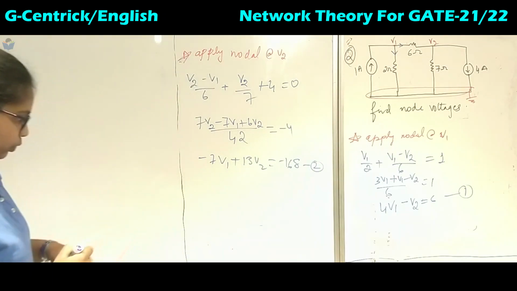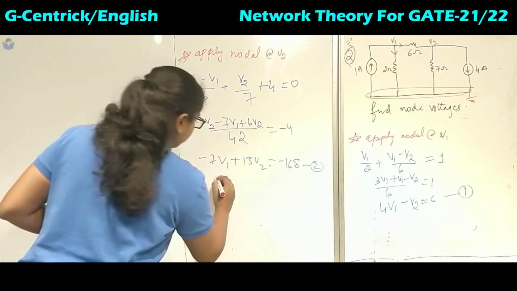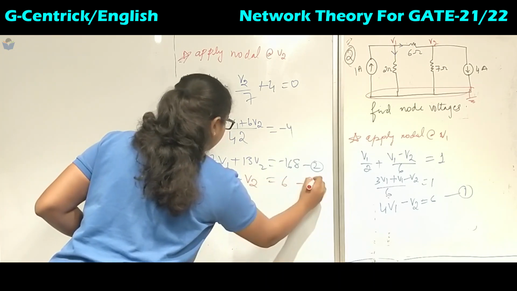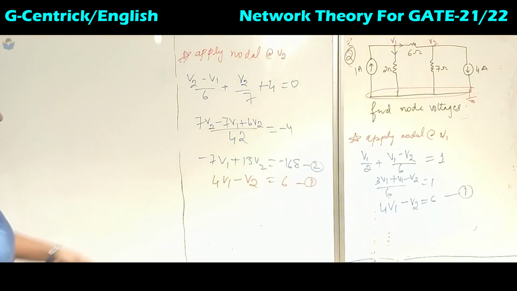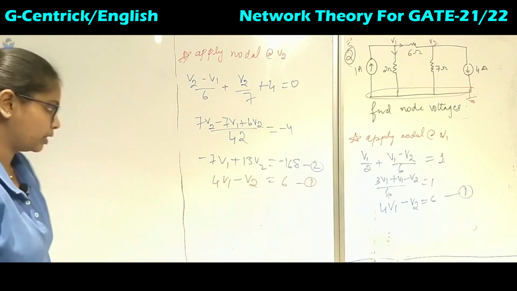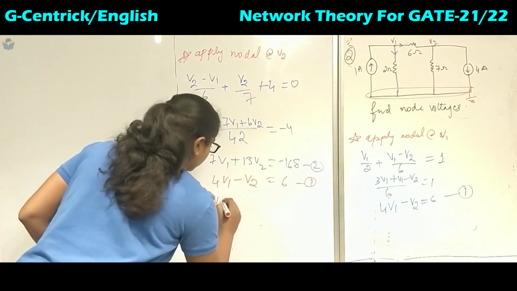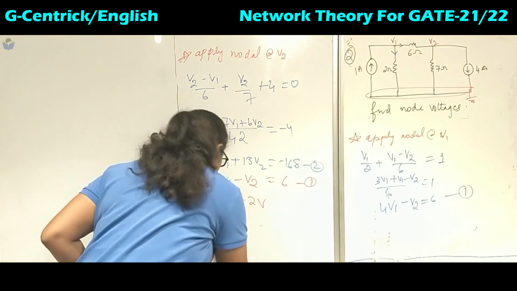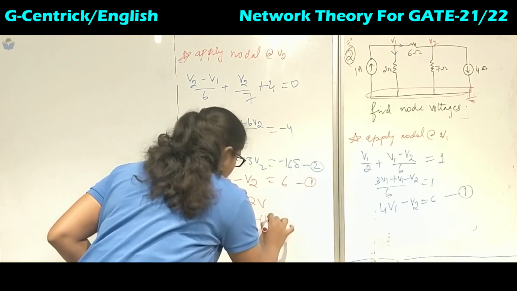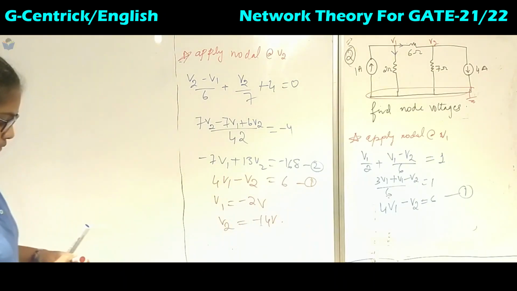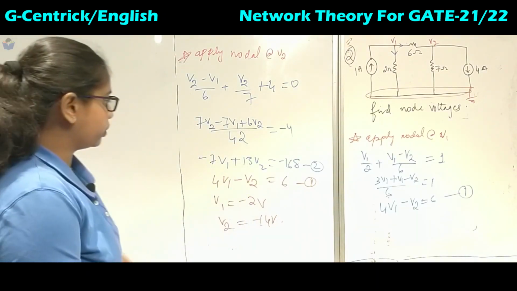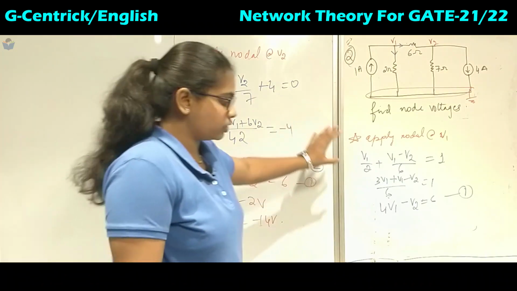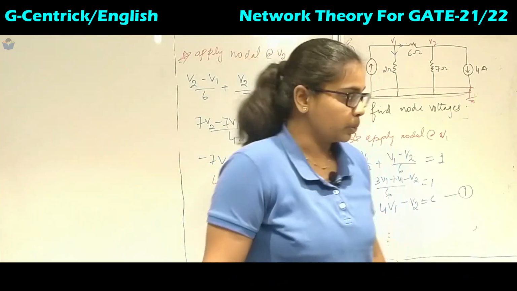So this is equation 2, and now there is equation 1, 4 V1 minus V2 equal to 6. Okay, so these are the two equations. Use the elimination method and find the answer. So you will get V1 equal to minus 2 volts and V2 is equal to minus 14 volts. Okay, so this is the answer for this question. You can either apply Cramer's rule or elimination method. So elimination method is easier for the solving of two equations.